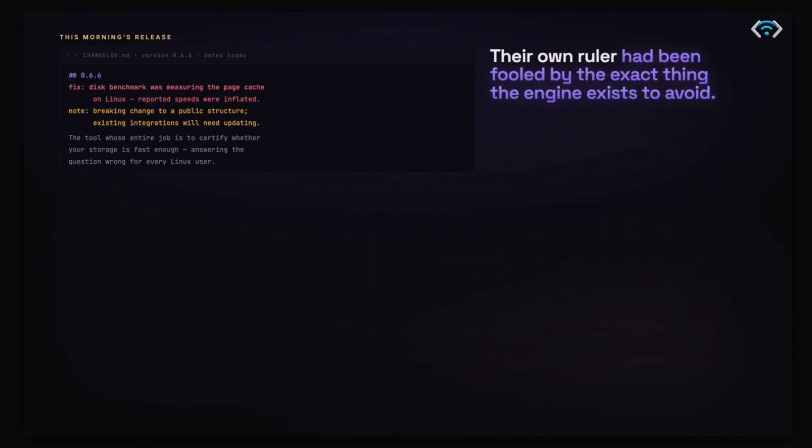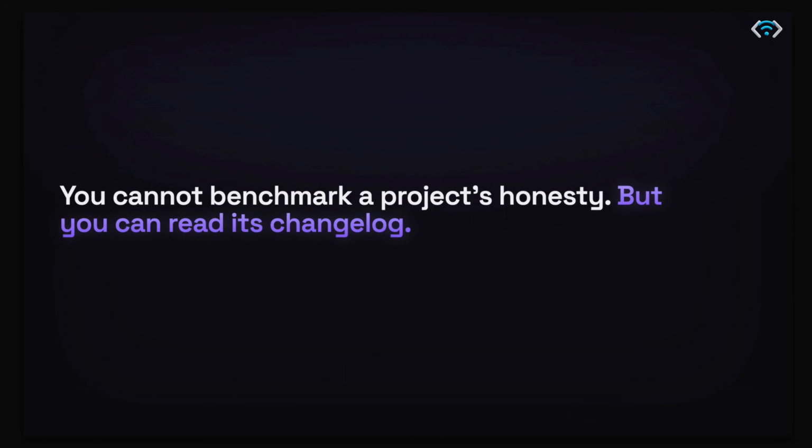Version 0.6.6, dated today, contains an admission. Their own disk benchmarking tool, the tool whose entire job is to certify whether your storage is fast enough for this workload, had been measuring the page cache on Linux. The very mistake the whole engine exists to avoid, sitting in their own measuring instrument, answering the question wrong for every Linux user. They found it, fixed it, shipped it, and wrote it in the changelog in plain language. Think about what that pair of facts means together.